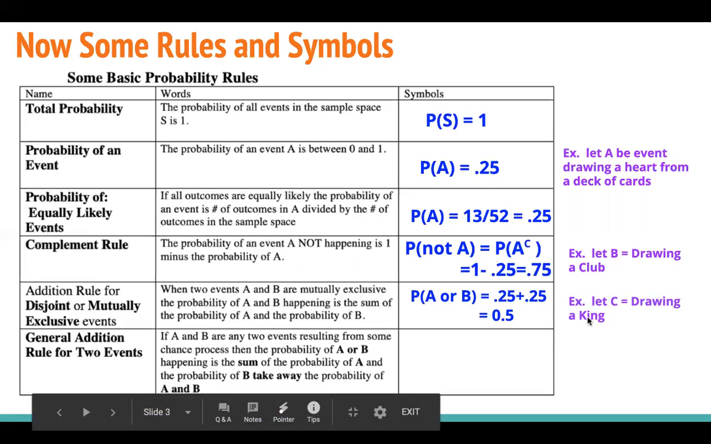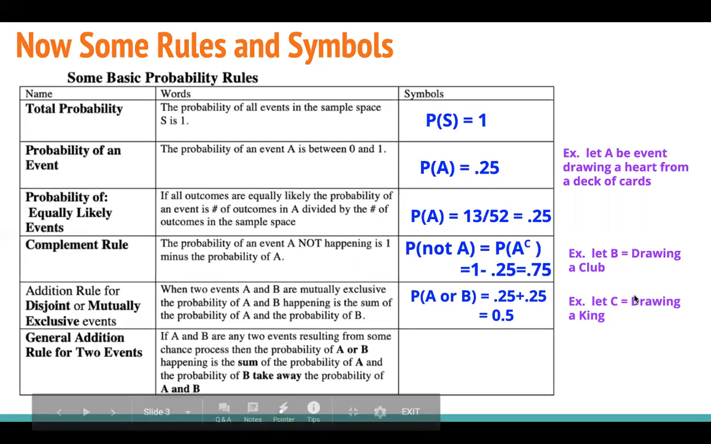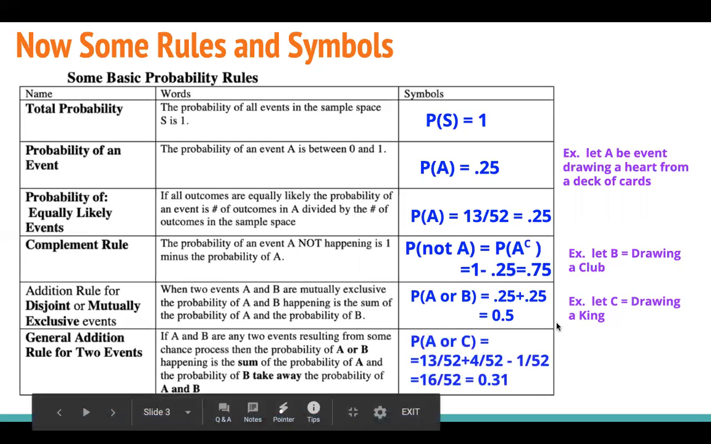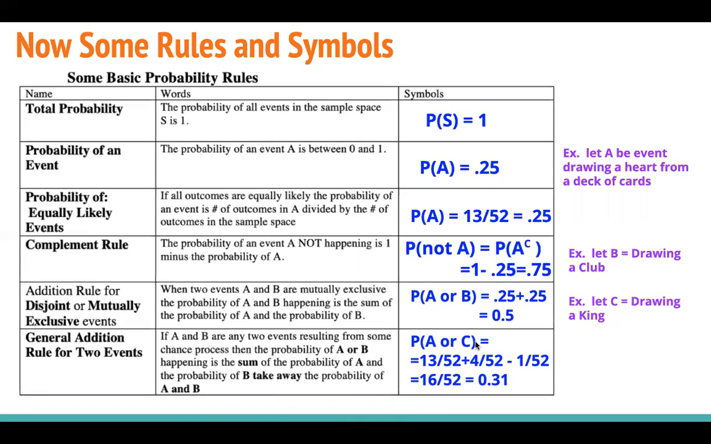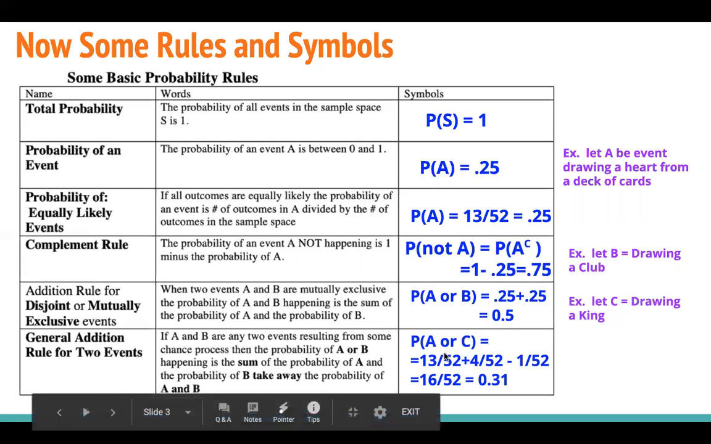So let's add in one more kind of event. Event C is I'm drawing one card and let C be drawing a king. So now if I want to look at the probability of A or C, it's a little more complicated because they do have an overlap, right? There is a king of hearts.